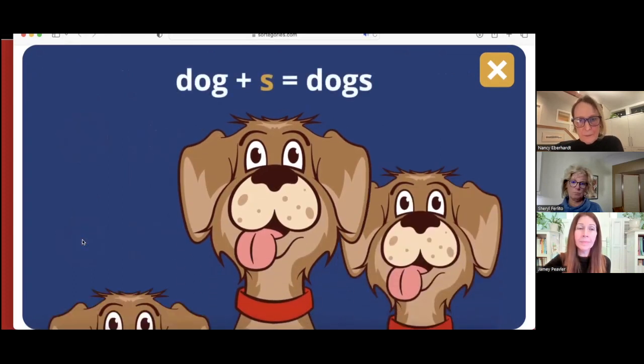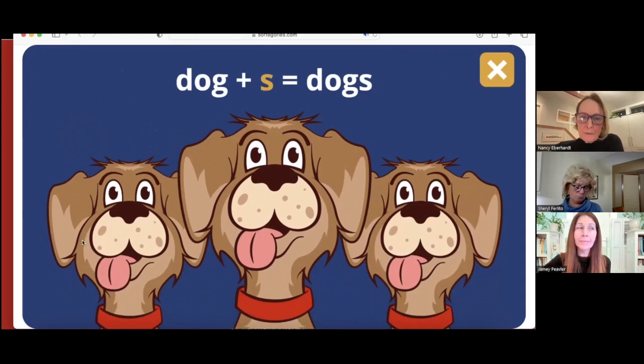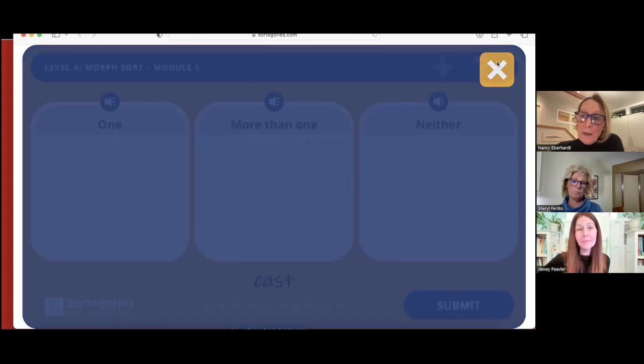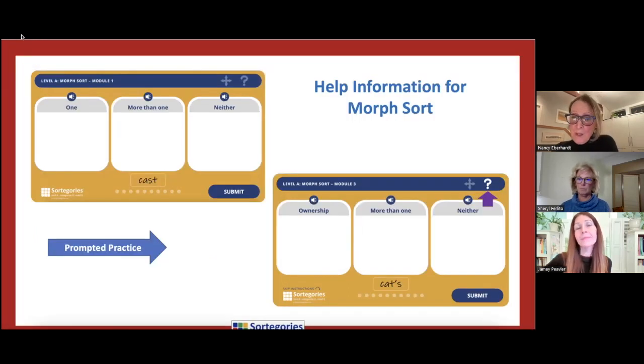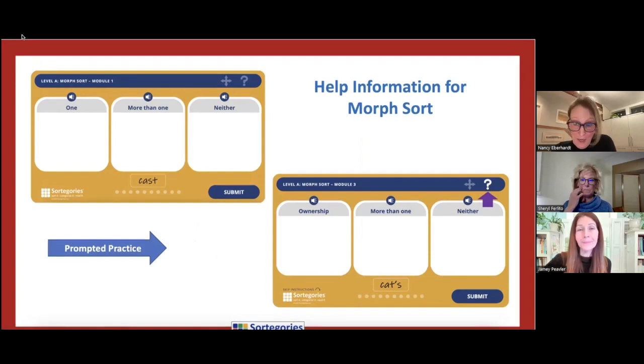Adding S to a namer makes it plural, which means more than one. Now, not only did we feel this was important to make available, but it may be that I need to review that a lot of times, and I can keep going to the help as many times as I need to help me do this activity from module to module. The other thing is that this activity grows up. This was module 1, but in module 3, notice that the categories have changed, and so the help has changed.